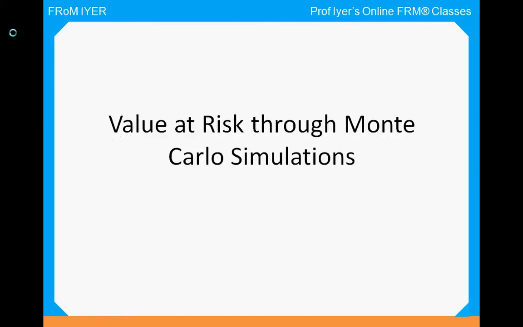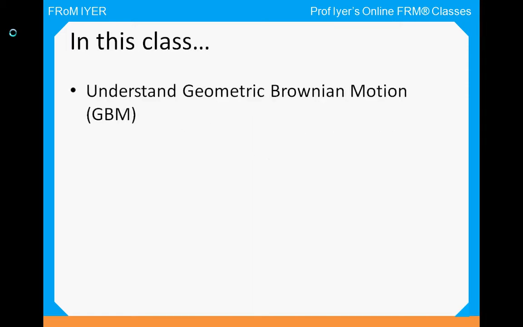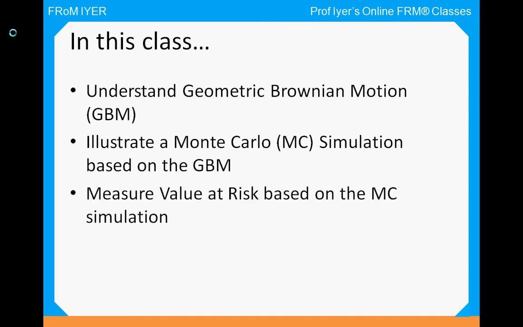Let's talk about value at risk through Monte Carlo simulations. In this class, you should be able to understand what the geometric Brownian motion is, which is a very key concept in many quantitative finance theories. You will also see an illustration of a Monte Carlo simulation which is based on the GBM. And finally, we will measure the value at risk based on the simulation.